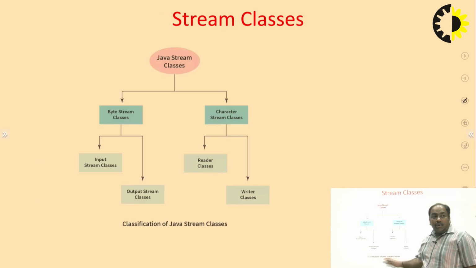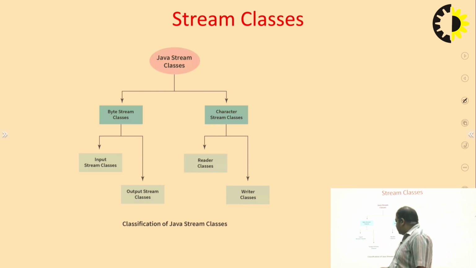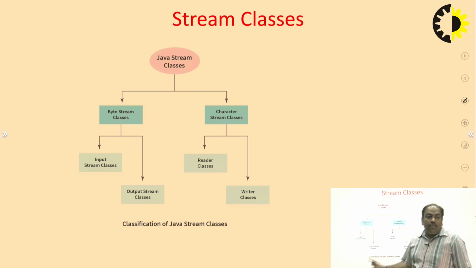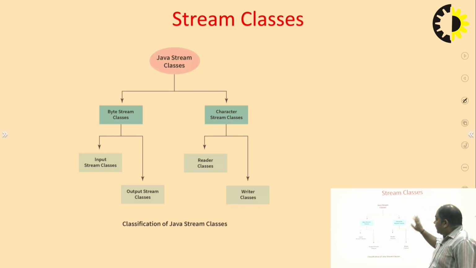Next, what are the different stream classes? There are two types of stream classes in Java. First is the byte stream class, another is the character stream class. Byte stream classes have two subparts, which are input stream classes and output stream classes, and character stream classes have two different types of subclasses, which are reader classes and writer classes.